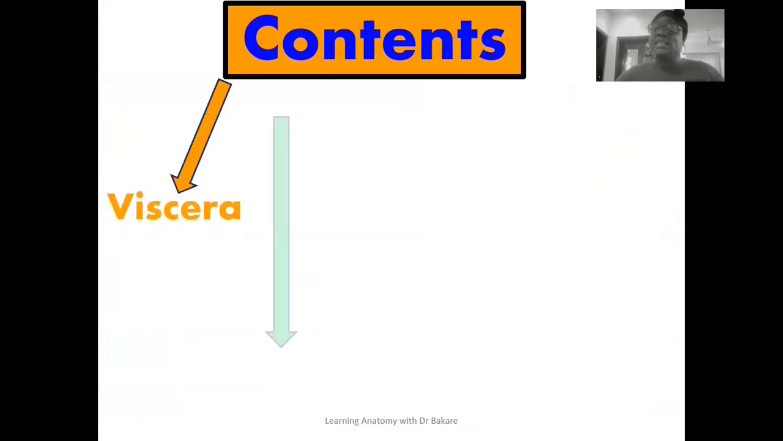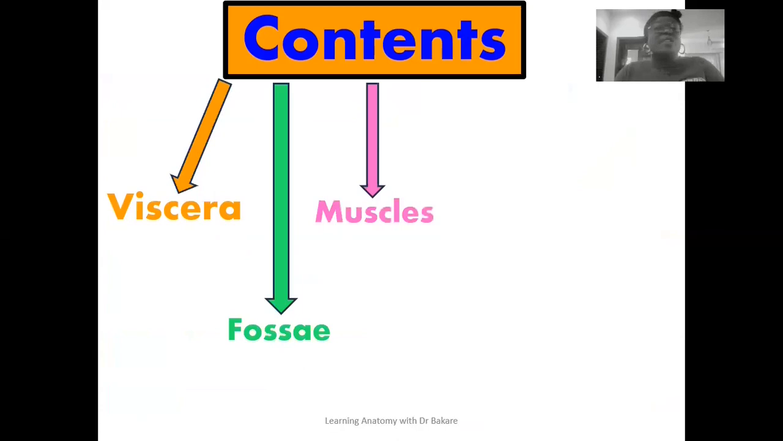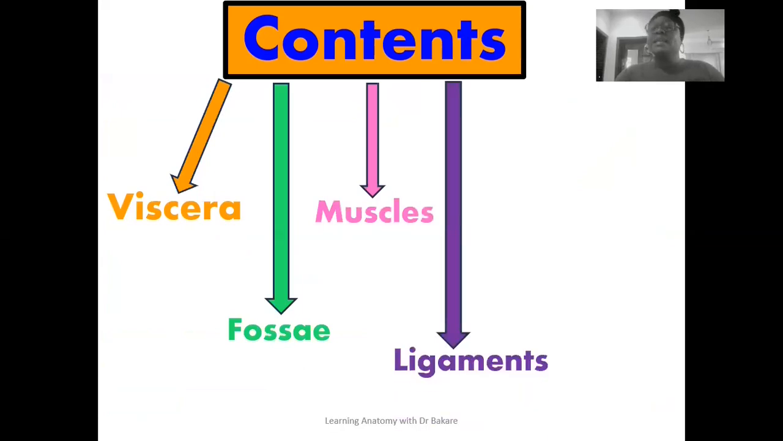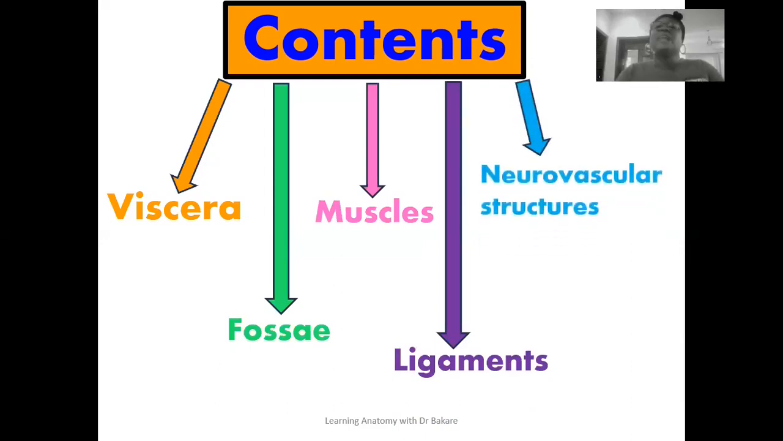So let's go through the content. What are the structures that are contained within the anal triangle? Within the anal triangle, we have viscera, so we have a number of organs located within this space. We have fossae, two fossae: one on the right side and one on the left side of the anal triangle. We'll be dwelling more on this as we go through this lecture. We also have muscles, a number of muscles located within the anal triangle, and we'll be highlighting this. Then we have ligaments. Then finally, we have the neurovascular structures. These are all the structures that are contained within the anal triangle.